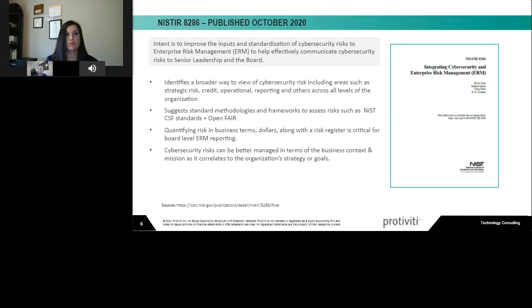The publication also addresses the issues of looking at cybersecurity not in a silo, but looking at it across all levels of the organization and all the different buckets. And the publication also gives guidance on the methodologies to assess risks, such as Open FAIR and utilizing ERM methodologies.